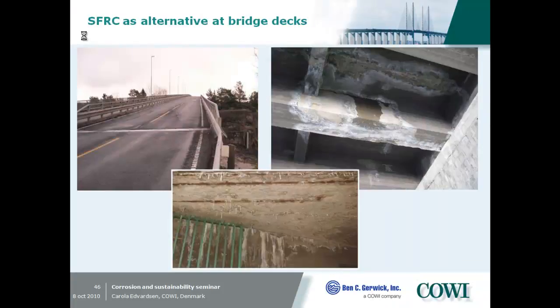The last thing where we can use steel fiber is at bridges. You may have seen these pictures before. It's a bridge with some leaking cracks here. And the reason is that the traditional bridge insulation does not work anymore after, say, 20-25 years. The insulation is normally a two-layer bitumen membrane, at least in Scandinavia.